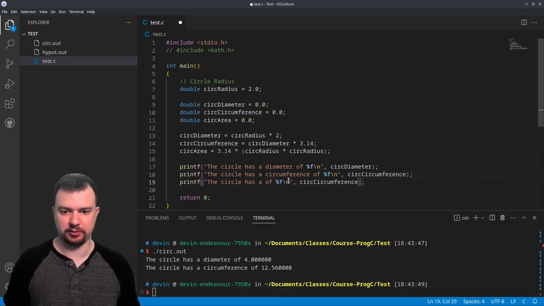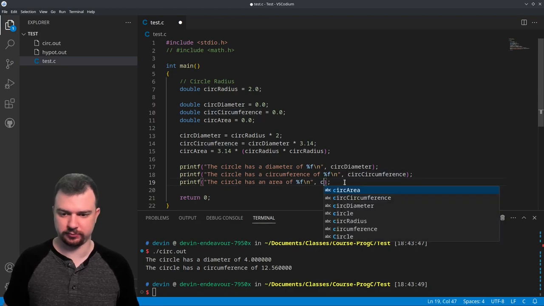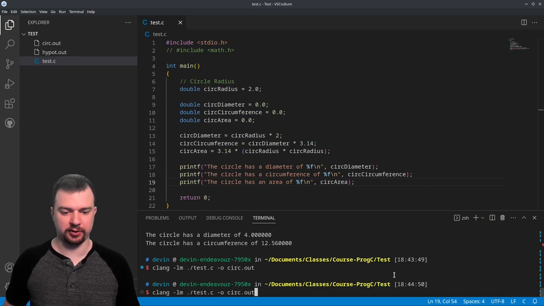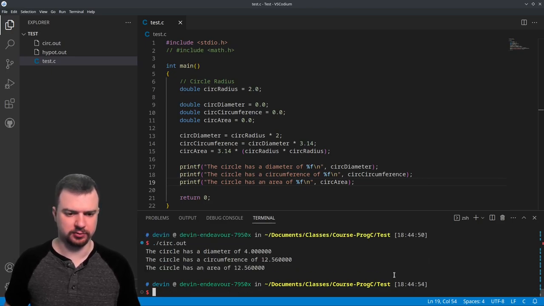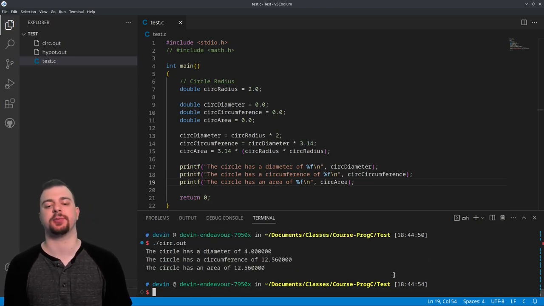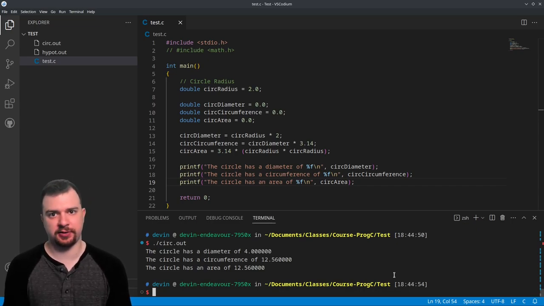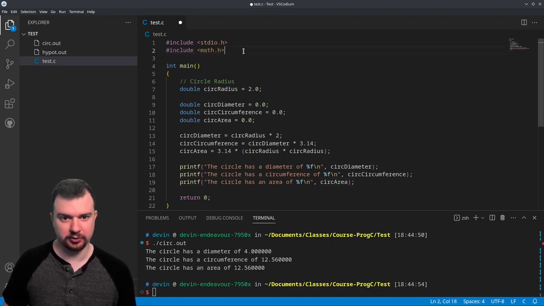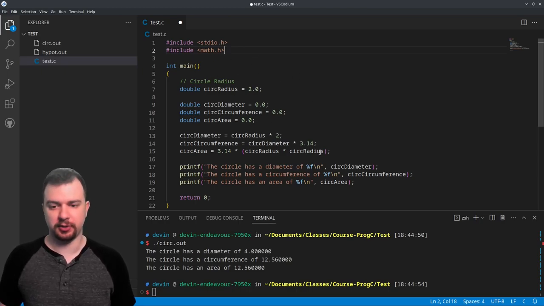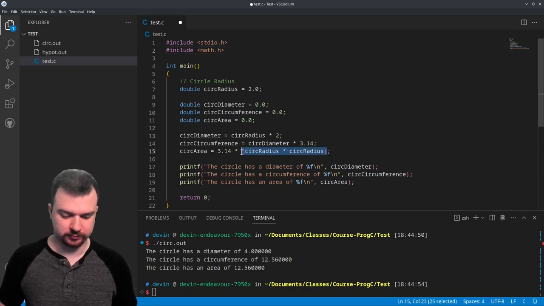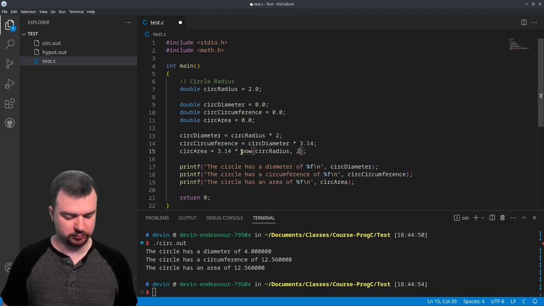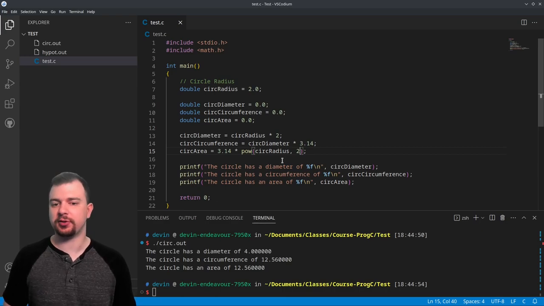As an area, we're gonna compile that. We're gonna do circ dot out, and you notice we get 12.56 for both the circumference and area. We know that they both should be the exact same, so technically this is good, but we can improve upon this. Let's take a look at what we can do. Let's go ahead and get that math function back, because we never can change this. But there's another thing we can do.